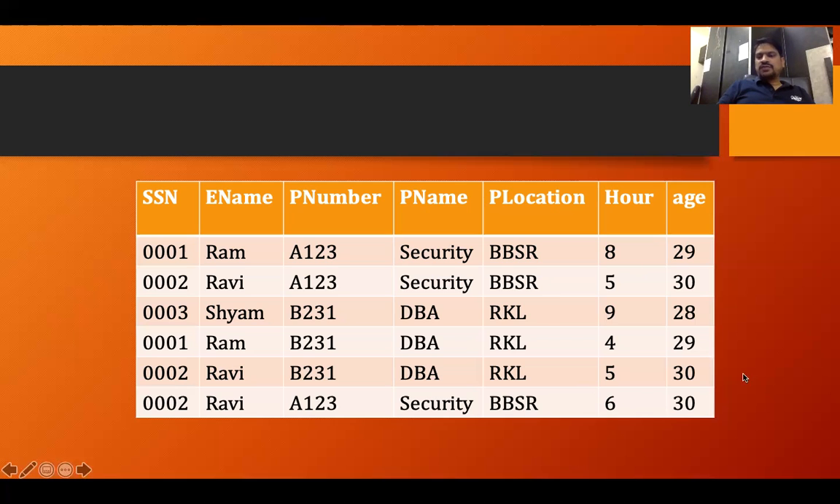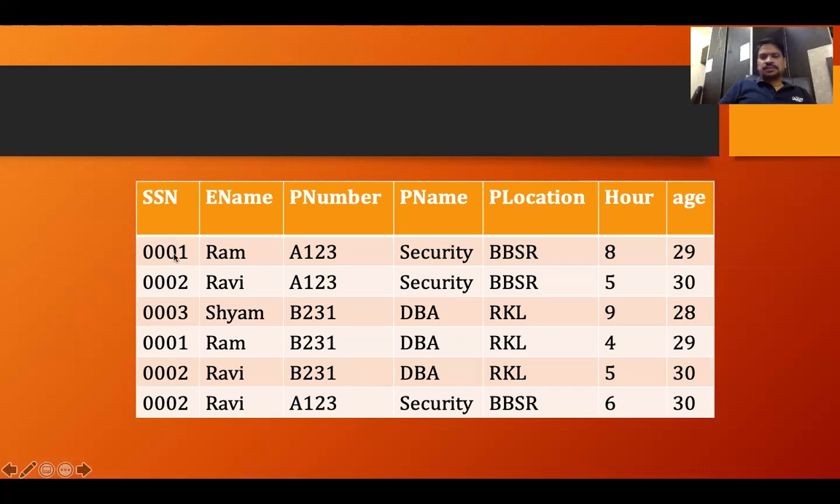So this is how we can define the functional dependency. What are the functional dependencies we have? SSN determines ename. SSN can also determine ename as well as age, because these two attributes belong to one person, right? Then project number can determine project name and the location where the project is. All right, so this is how your dependency works.